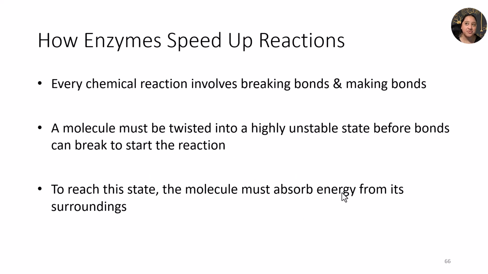Every chemical reaction involves breaking bonds and making bonds, and sometimes it would take a long time for that to happen on its own. In a lot of cases, a molecule must be twisted into a highly unstable state before those bonds can break and start the reaction. To reach that state, the molecule must absorb energy from its surroundings, and that energy helps twist it into an unstable state and break the bonds, and then the reaction can happen.